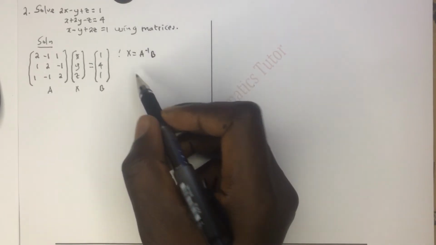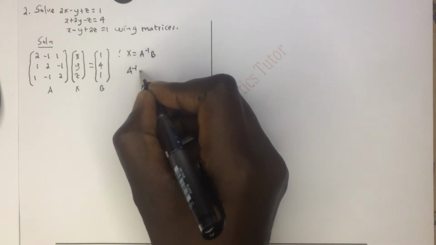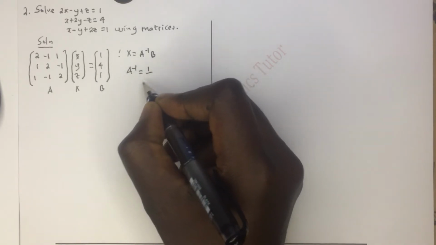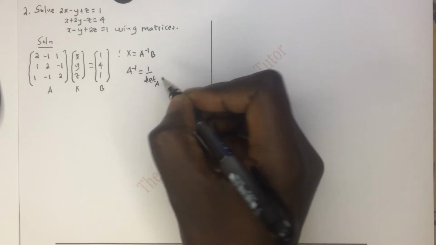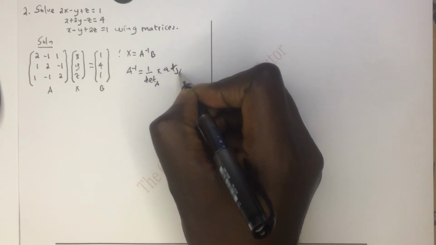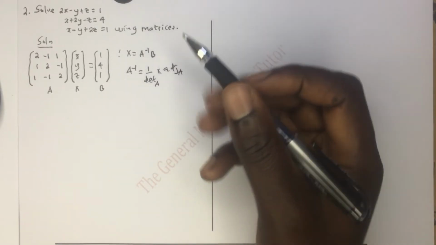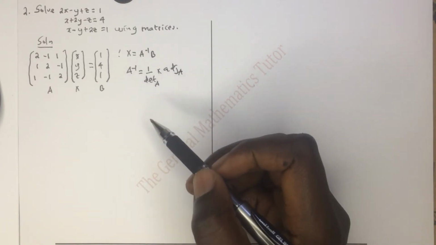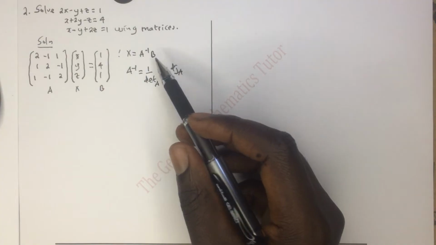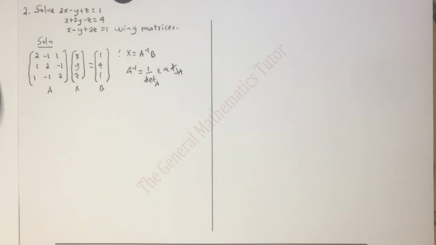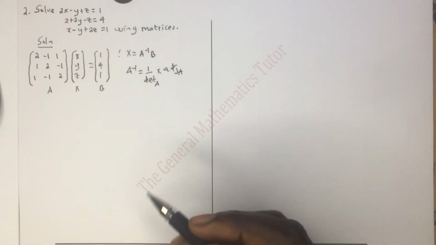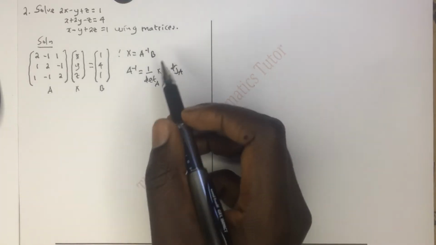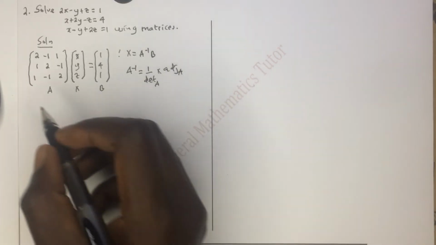So it means we're going to look for the inverse of A, which is obtained by 1 over the determinant of A times the adjoint of A. So we're going to look for the determinant and then the adjoint before we can get the inverse of A, which will later pre-multiply the right hand side of the equation. Let us start by obtaining the determinant of A.